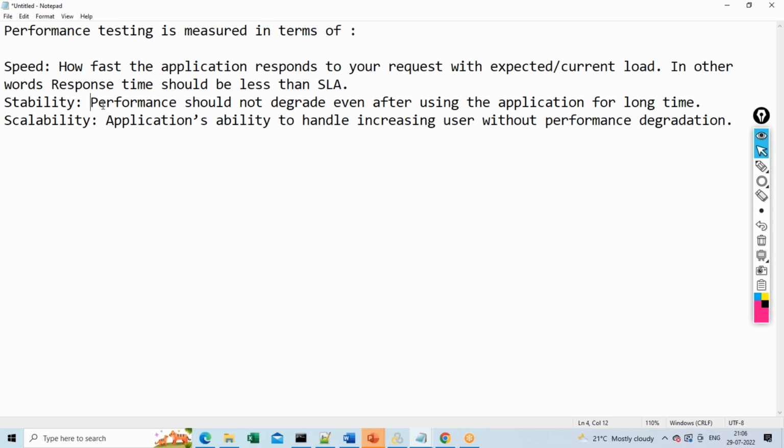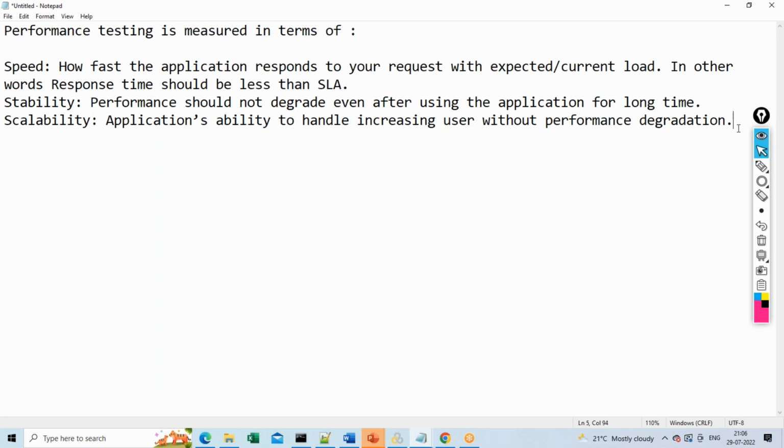And scalability means the application's ability to handle increasing user load without performance degradation. For example, today the application is handling some 100 users. Maybe after 3 or 4 months, if the users increase from 300 to, let's say, 1,000, the application performance should not degrade. So the performance testing world is concentrating on these three terms: speed, stability and scalability. Your application should withstand all these aspects.